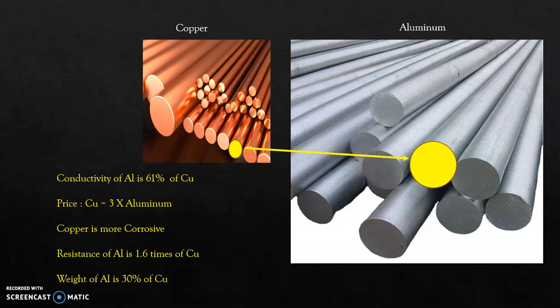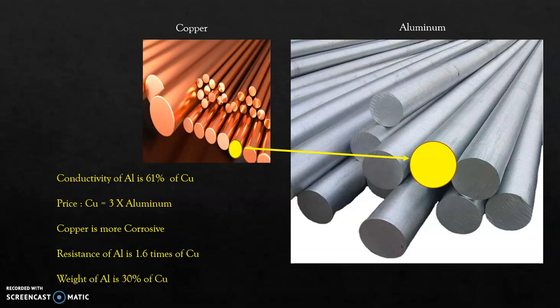So if you want to reduce the resistance of the aluminum conductor, we need to increase the cross-sectional area of the aluminum conductor. So if you consider that the aluminum conductor used has double the cross-sectional area of the copper, then the resistance of aluminum will become lesser than that of copper.